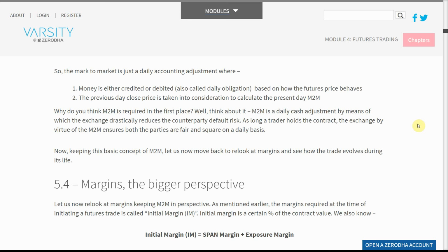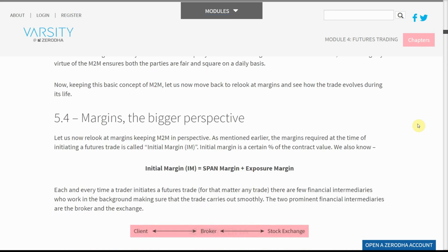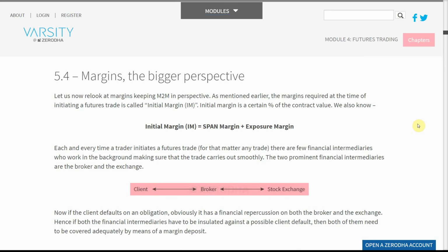Now, keeping this basic concept of M2M, let us move back to relook at margins and see how the trade evolves during its life. 5.4 Margins. The bigger perspective. Let us now relook at margins, keeping M2M in perspective. As mentioned earlier, the margin required at the time of initiating a futures trade is called initial margin, IM. Initial margin is a certain percent of the contract value. We also know initial margin, IM, equals span margin plus exposure margin.